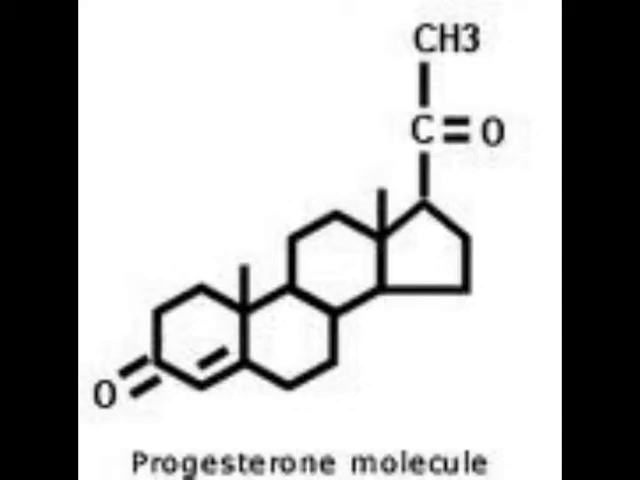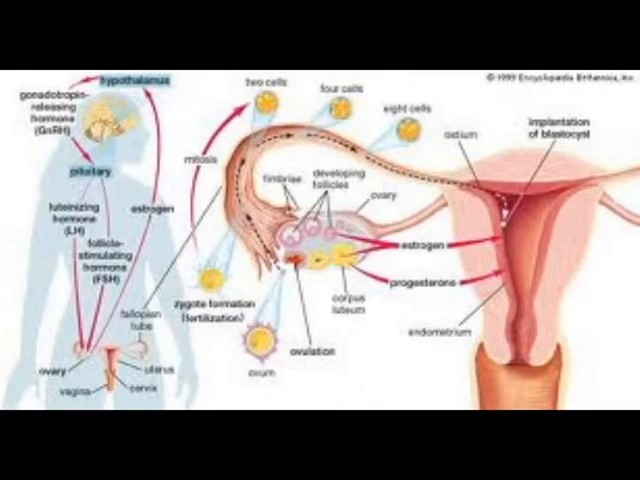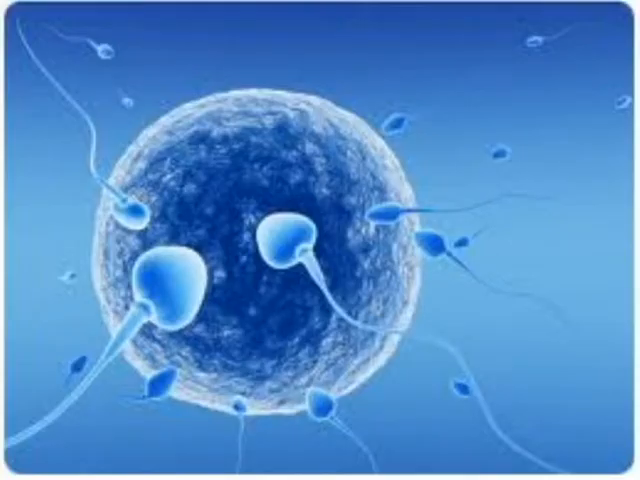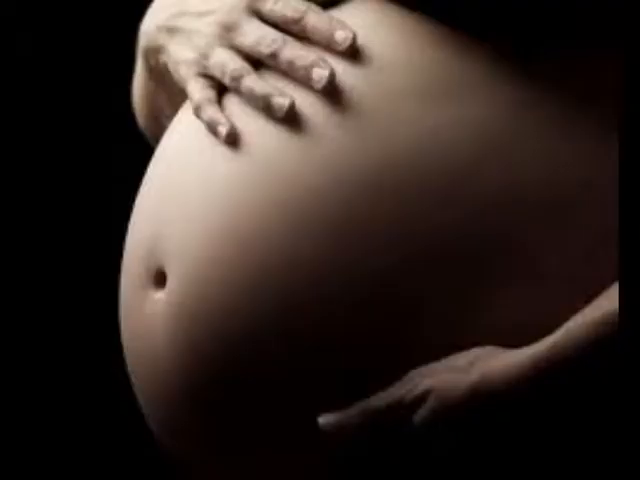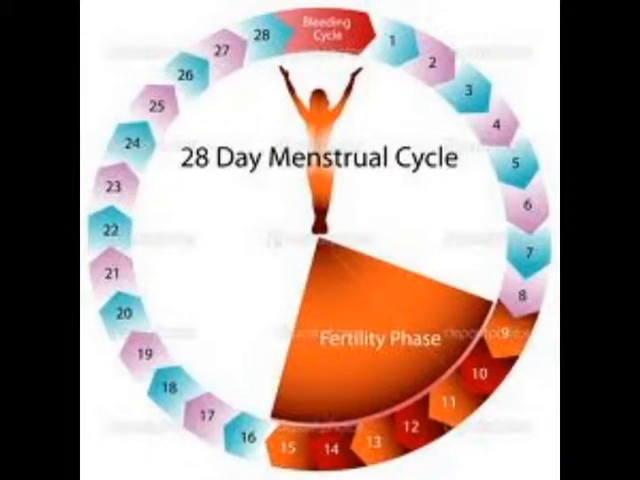Progesterone is a hormone produced by the ovaries. Progesterone is particularly essential for fertility and ensuring healthy pregnancy. The hormone also helps to regulate monthly menstrual cycles if you are not pregnant.